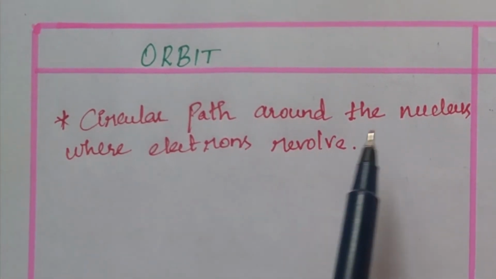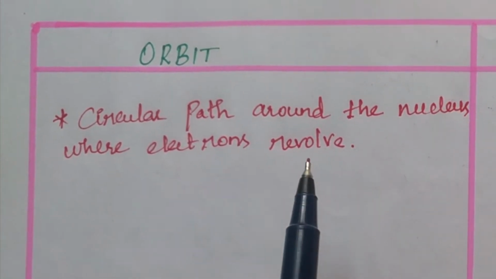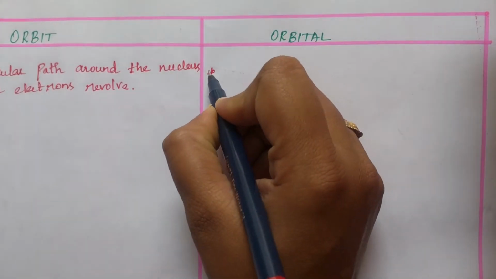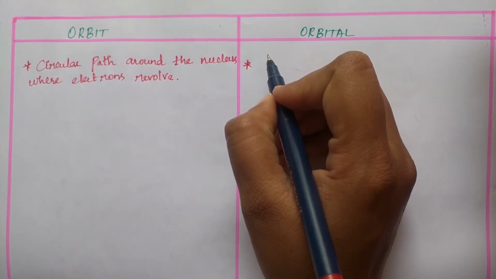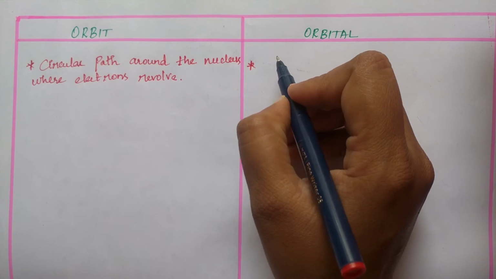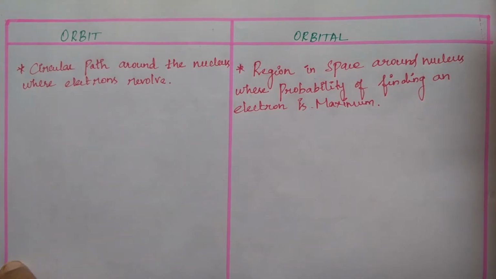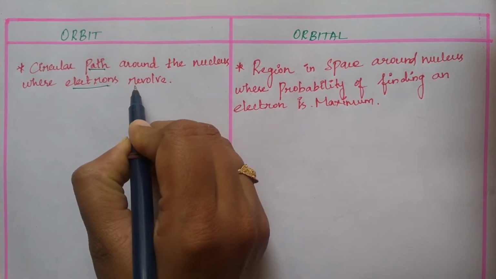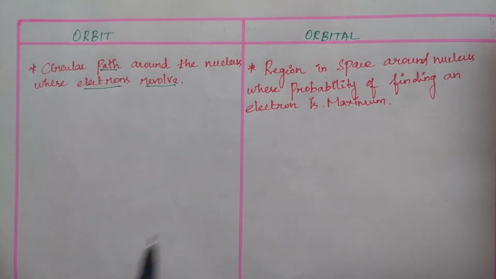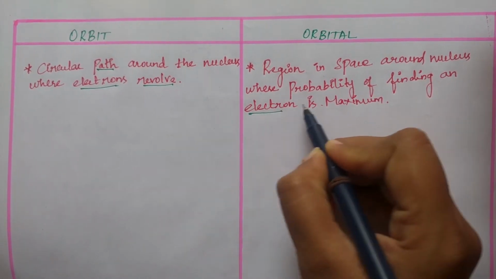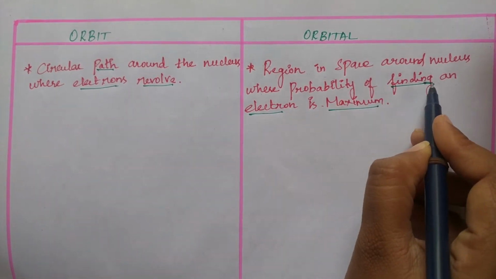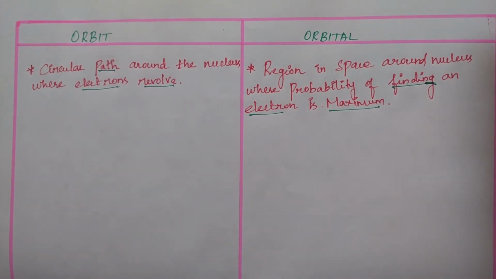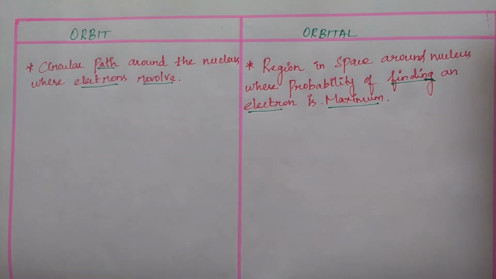An orbit is a circular path around the nucleus where electrons revolve. An orbital is a region in space where the probability of finding an electron is maximum. The important point to notice: an orbit is a path where electrons revolve, but an orbital is where the chance of finding electrons is maximum. We can find the number of electrons in a particular orbit with the help of orbitals. We can represent orbit and orbital in diagrams also.